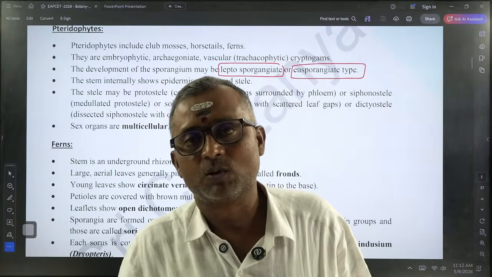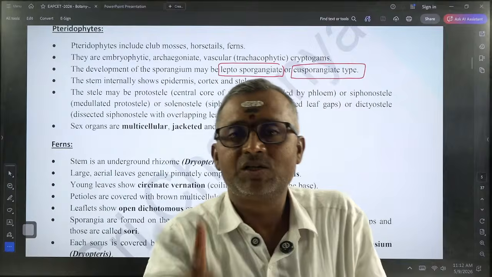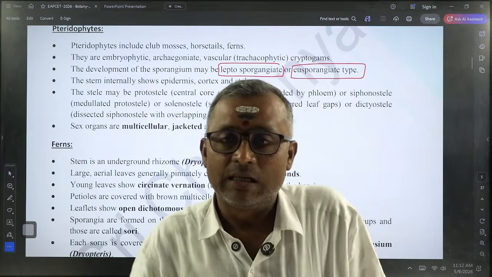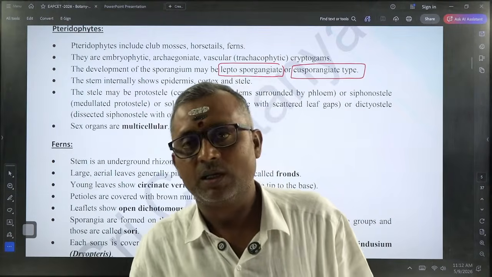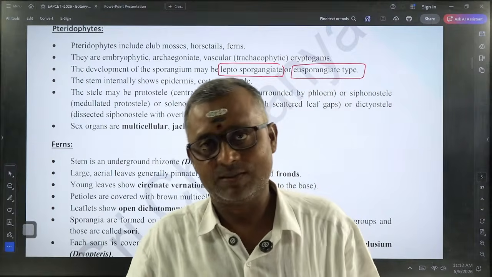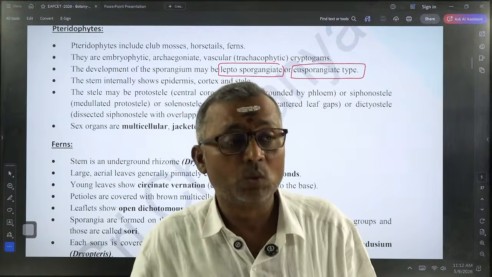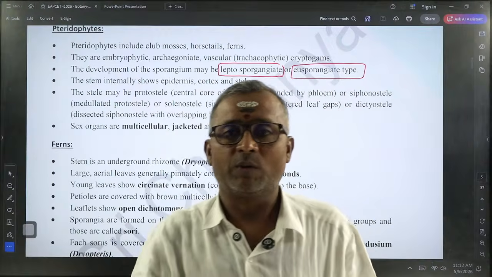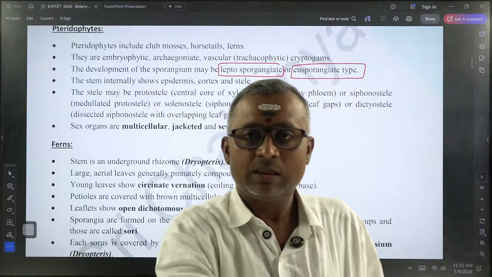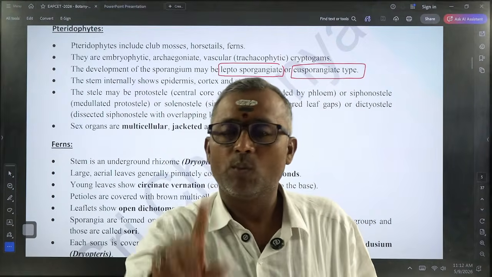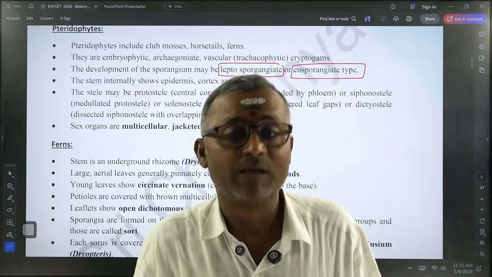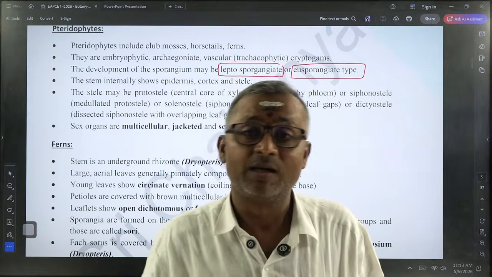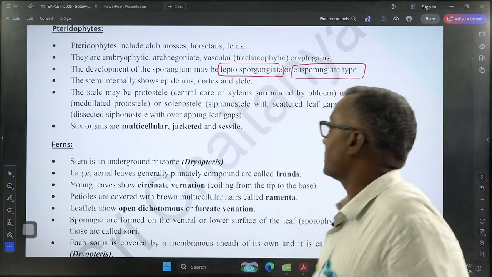What is leptosporangiate type? If a single initial cell develops into a sporangium, then it is called leptosporangiate type. If a group of initial cells develops into a sporangium, then it is called eusporangiate type. If a group develops into sporangium, it is eusporangiate. If a single initial cell develops into sporangium, leptosporangiate. Eu means group, lepto means one. Just remember that. This is very, very important. I think in your junior inter, when you wrote your IPE exams, you might have studied this. This is mentioned in your IPE materials. So this is what you can see here.